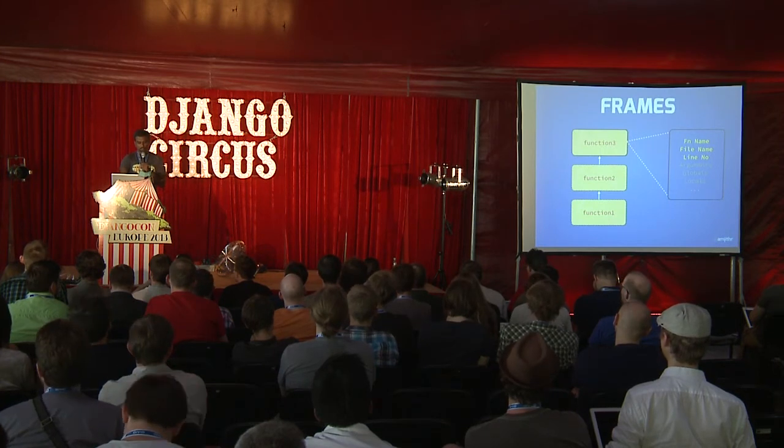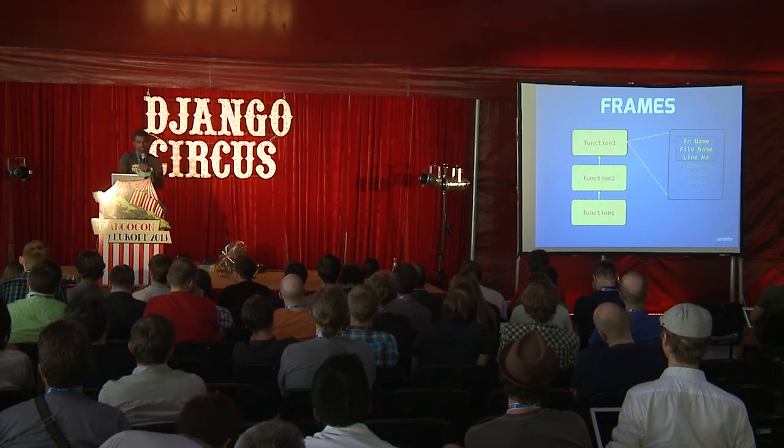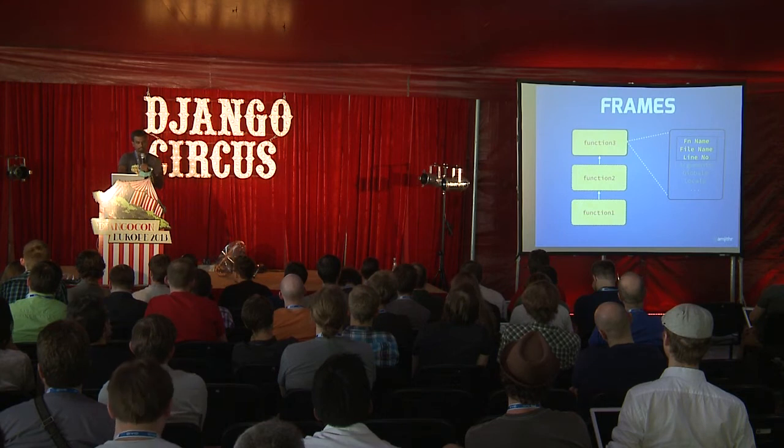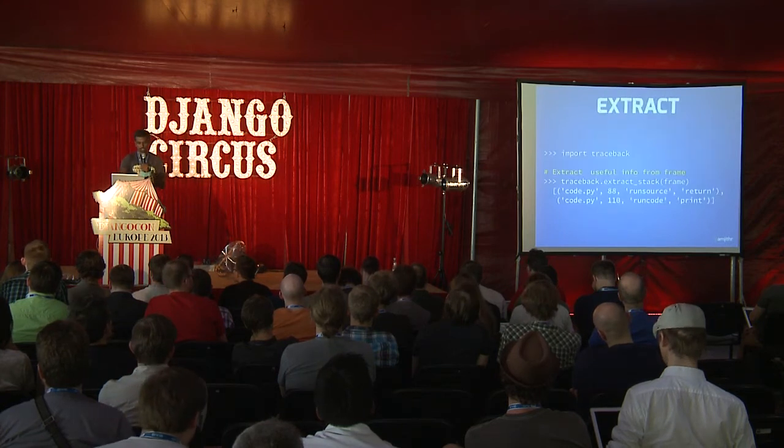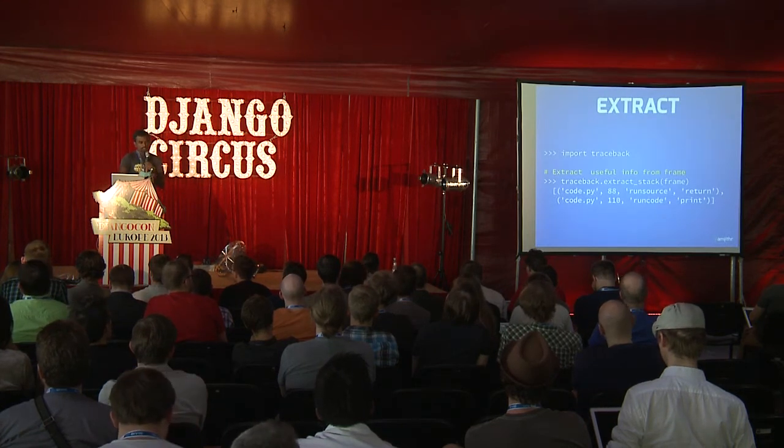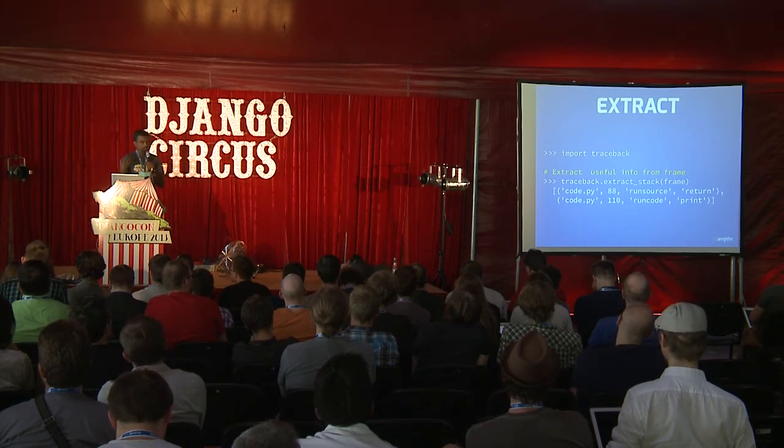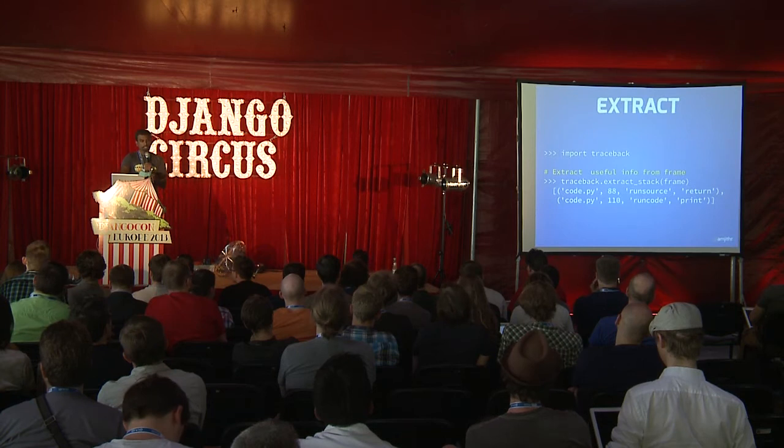The ones that we are going to be interested in are the top three: the function name, the file name, and the line number. I'm going to get into that in just a second. How do we extract this out of the frame object? We can either do this manually by using a while loop or a for loop, or there's another built-in module that extracts this information for us.